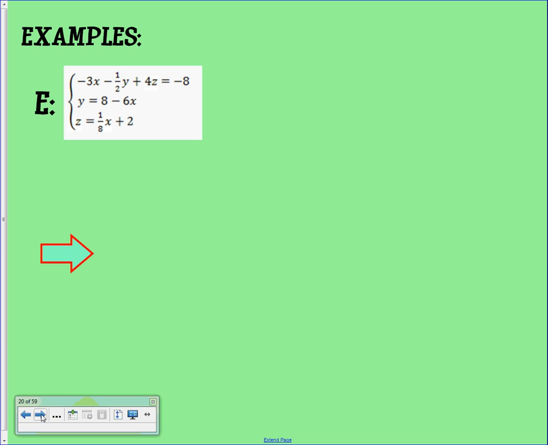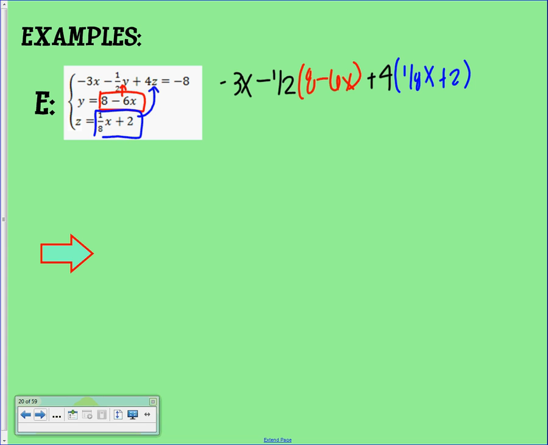Example E looks again kind of crazy, a little bit like yesterday. This is going to be a double substitution. So I can go ahead and box where my y is and plug that into y. And I can also box where my z is, and then I'm going to plug that into my z. So I'm going to rewrite just that first equation as negative 3x minus 1/2, but instead of y, you're substituting in 8 minus 6x. Then I've got plus 4z, but instead of z, I've got 1/8 x plus 2. And then that equals negative 8. Okay, so a double substitution, you're substituting the bottom 2 into that first one, and I only have x's left.